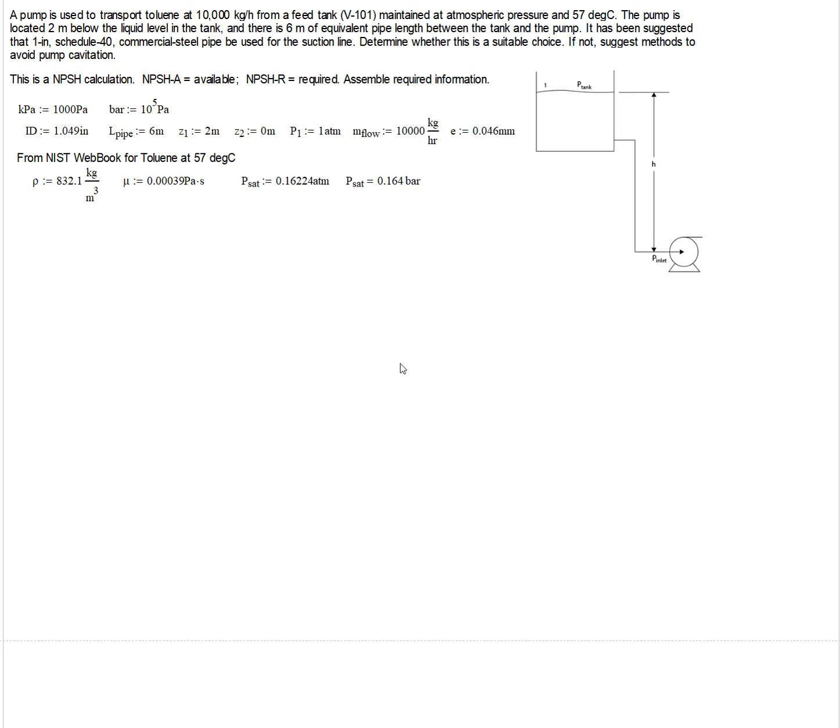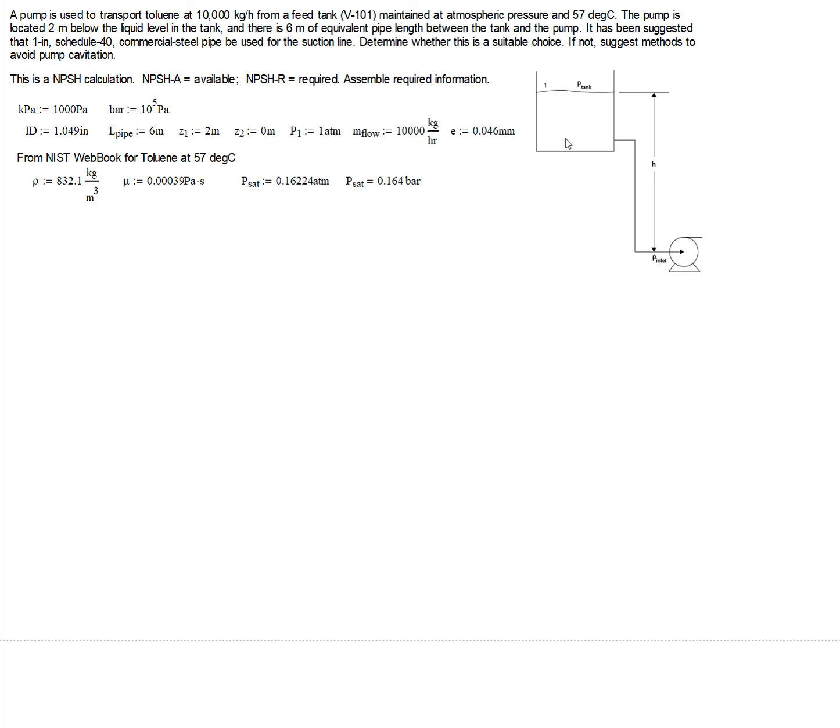A pump is being used to transport toluene at 10,000 kilograms per hour from a feed tank maintained at atmospheric pressure and 57 degrees C. The pump is located 2 meters below the liquid level in the tank, and there is 6 meters of equivalent pipe length between the tank and the pump. It has been suggested that 1-inch Schedule 40 commercial steel pipe be used for the suction line. Determine whether or not this is a suitable choice. If not, suggest methods to avoid pump cavitation.